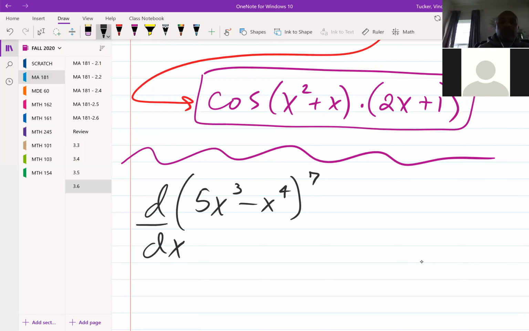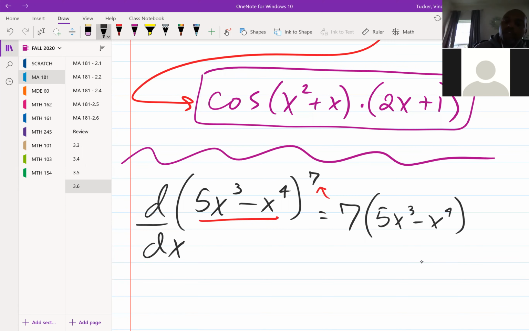Okay, so we want to take the derivative of 5x cubed minus x to the fourth, raised to the seventh power. Once again, we have an inside part and an outside part that we want to account for. So we take the derivative of the outside. You're going to bring your 7 down front. What's on the inside stays the same. And then subtract 1 from your exponent, so you have 6 right there.